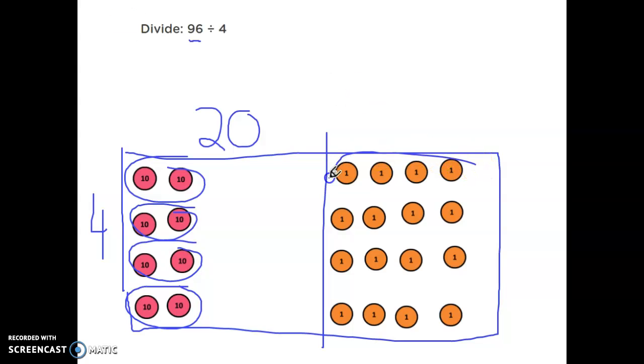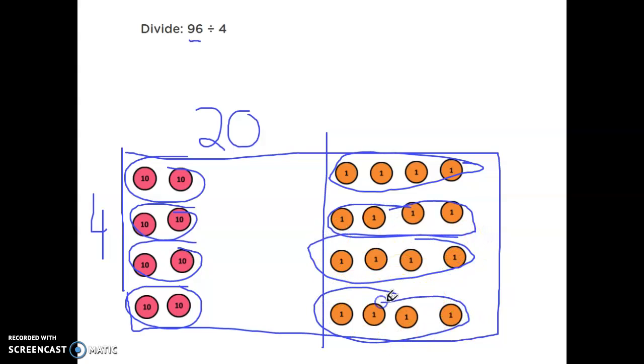So I'm going to count each group of each row has 4 ones in it. So my answer there is 4. Up here, I'm going to put together how many tens were in each group and how many ones were in each group to find my total answer for 96 divided by 4. 20 plus 4 equals 24. So 96 divided by 4 is 24.